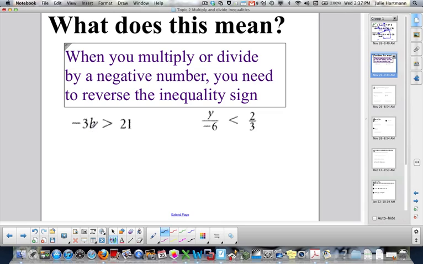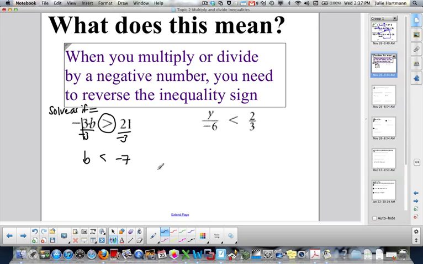Again, solve as if it were an equation. So if that were negative 3b equals 21, well, negative 3 times b, we divide by negative 3. So we get b, 21 divided by negative 3 is negative 7. We divided by a negative number on both sides, so we flip that to be less than. So b is less than negative 7.